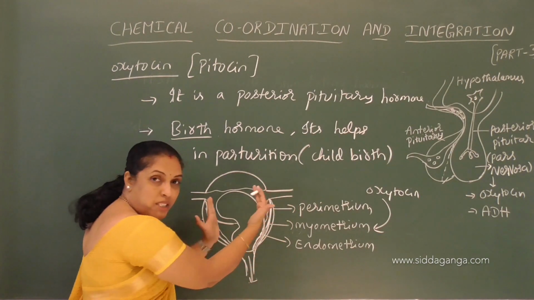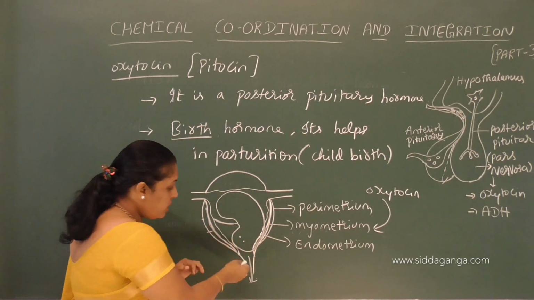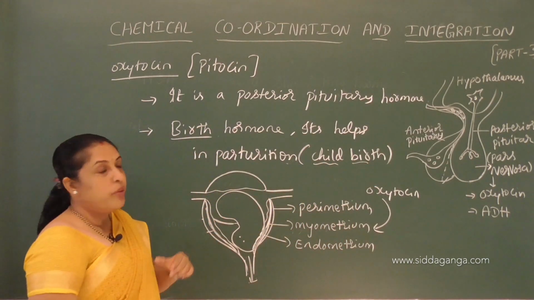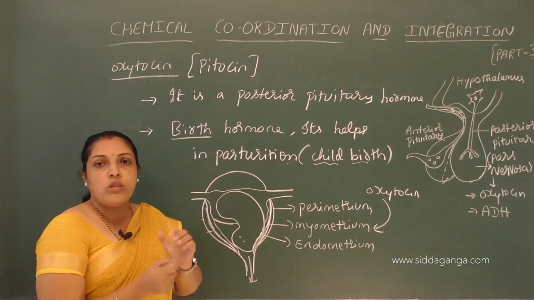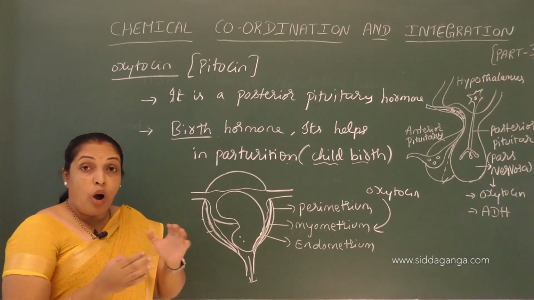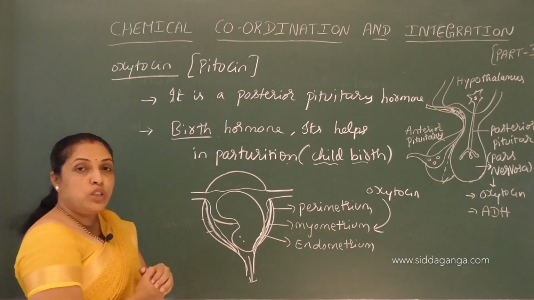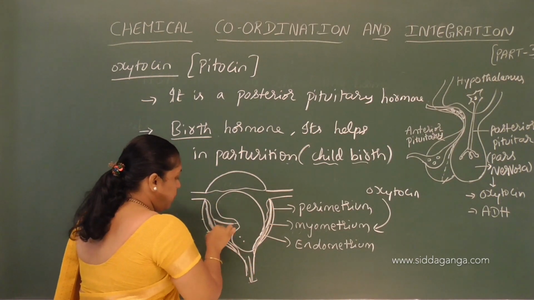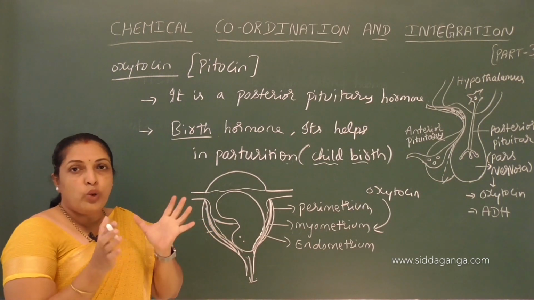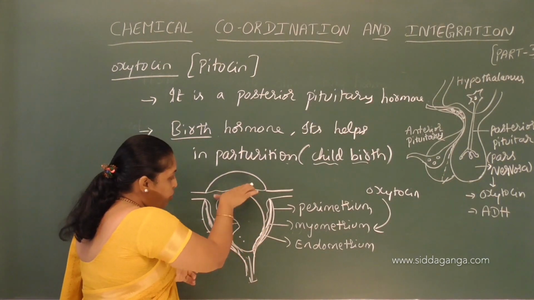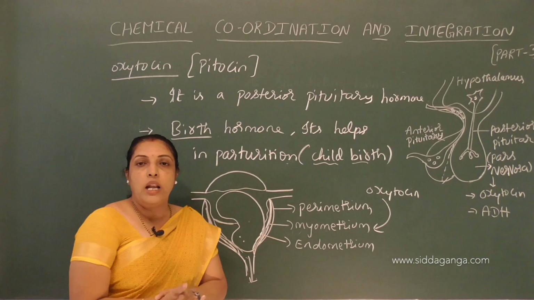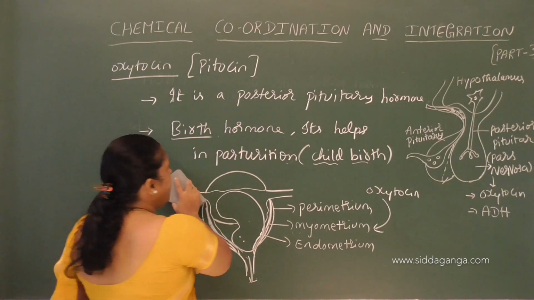When the uterine muscles constrict, what happens? The fully developed fetus will come out from the uterus. That is nothing but childbirth or parturition. So oxytocin is called birth hormone because it helps in the delivery of a completely developed fetus. It acts on the myometrium of the uterus and leads to strong contraction of those muscles. When uterine muscles contract vigorously, that pushes the fully developed fetus out of the uterus, leading to childbirth. In this way, oxytocin is called birth hormone.